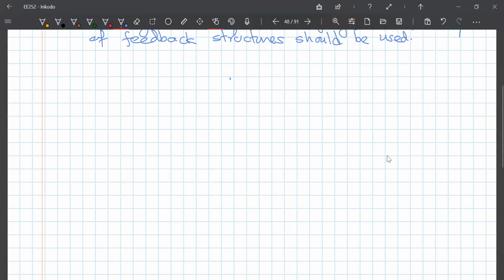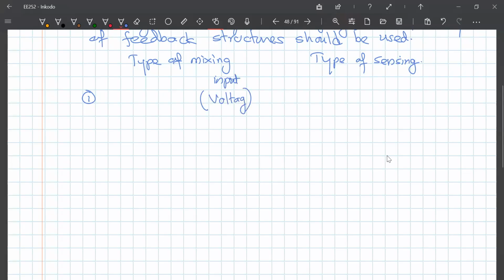So we have type of mixing and type of sensing. Depending on that, we have the first type. If my input type is a voltage, if I am inputting the input signal as a voltage, then I have to mix it using a series connection, right?